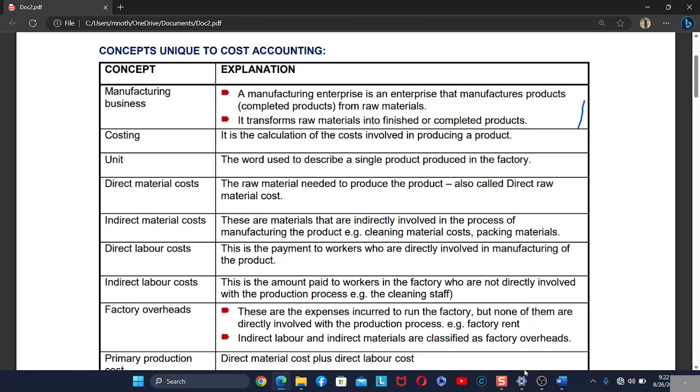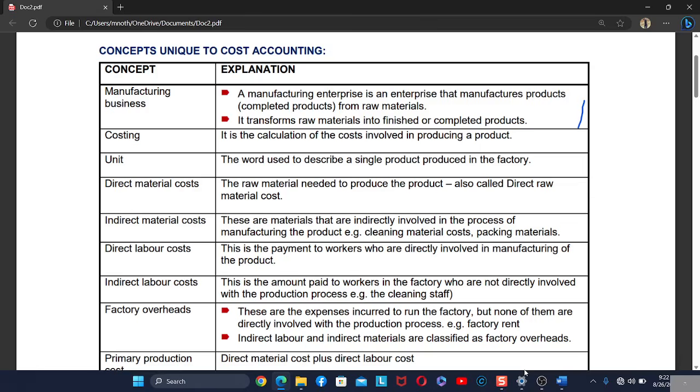But a raw material from one business might be the finished product of another business. For example, for a farming business, an apple is a finished product, while for a business that makes juice, the apple is the raw material. Now, costing is a calculation of the cost involved in producing the products. And we have the units, the measure used to describe a single product in the factory.